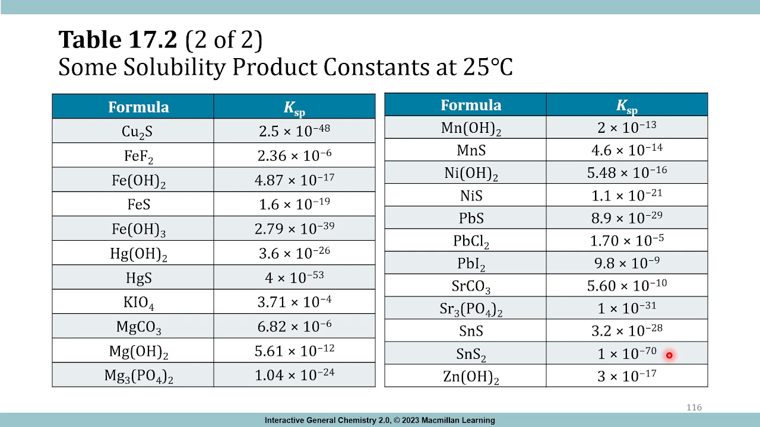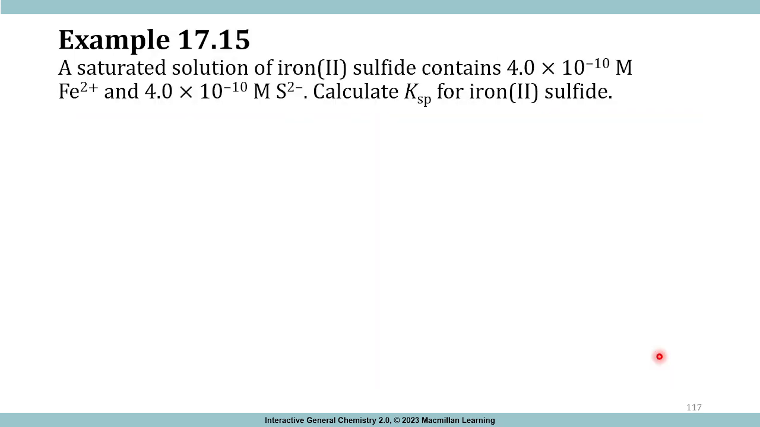You haven't seen numbers like that, have you? All right, so none of these would be considered particularly soluble, okay? The really soluble stuff would have a positive number here, right? And they can be very, very soluble, by the way. So a saturated solution of iron 2 sulfide is going to contain 4 times 10 to the negative 10 molarity of iron 2 plus, 4 times 10 to the negative 10 molarity of S2 minus.